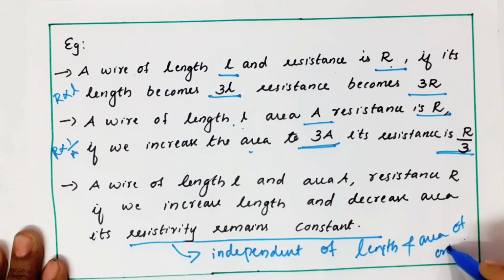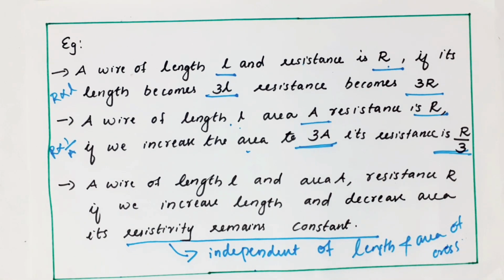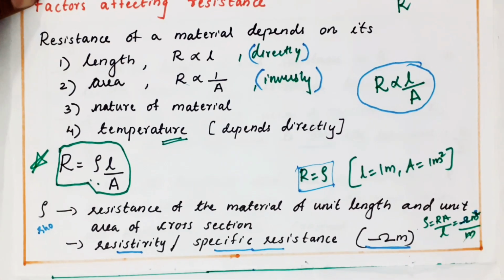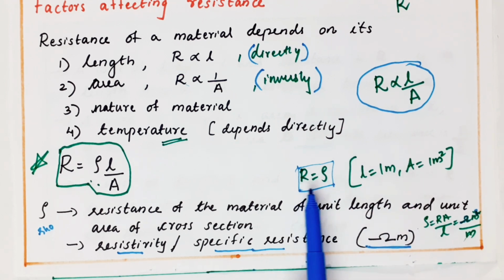Clear? You got the idea? So the resistance is directly proportional to length and inversely proportional to area, and we got an equation R equals rho L by A. Rho is called resistivity or specific resistance. Its unit is ohm meter. To define resistivity, you put L as 1 meter and A as 1 meter square, so we get R equal to rho. It is the resistance of a material of unit length and unit area of cross section.